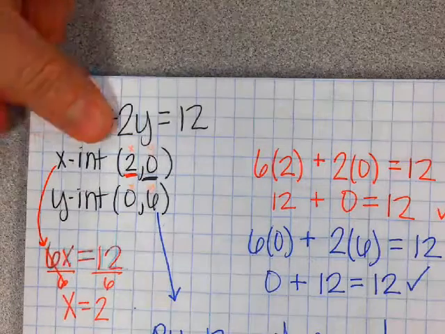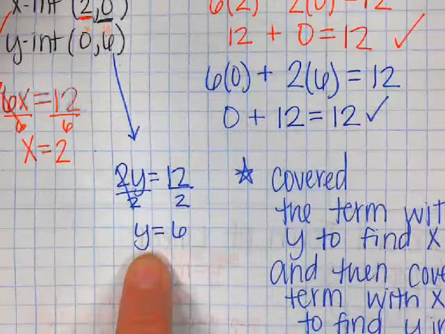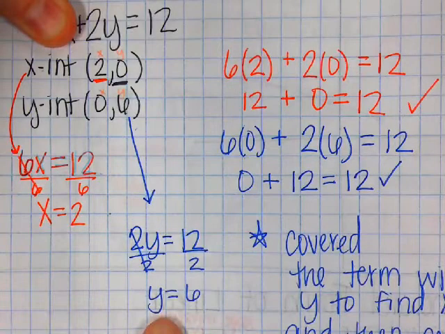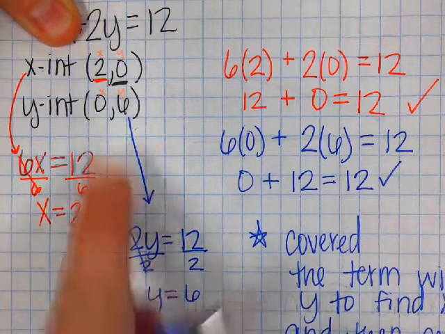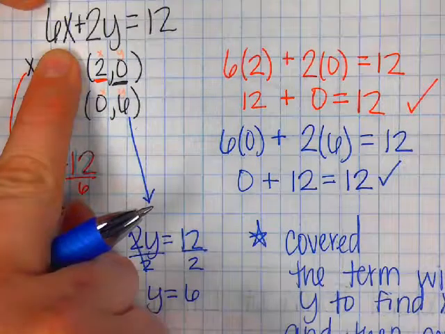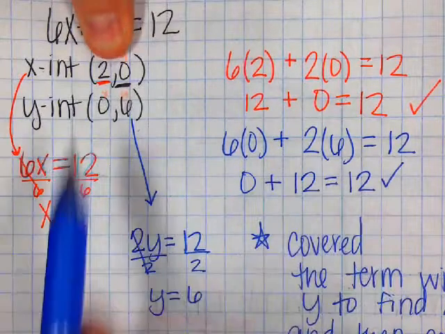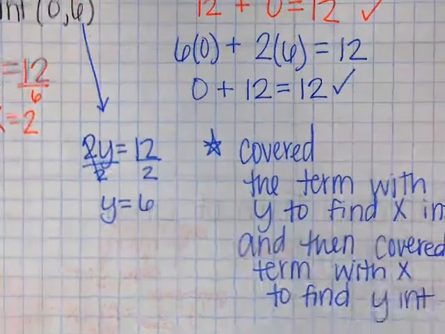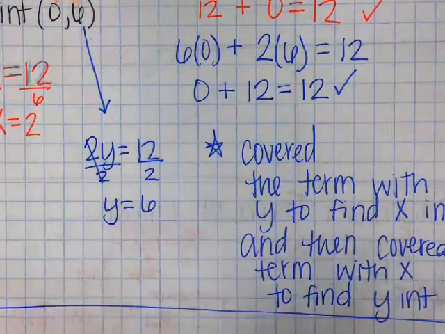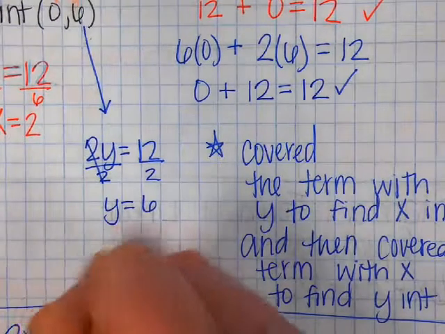I'll leave it there for a second so you can pause it if you need to. Whenever I did that, if I covered 6x, it gave me y equals. So I knew it was my y-intercept because it's saying y equals this when x was 0. If I cover this part, it gives me x equals, so it's my x-intercept. It sounded like it should be backwards, but it wasn't.